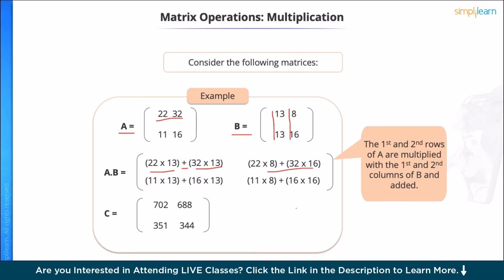Similarly, we compute all the remaining elements, that is the second row multiplied to the first column, and added: 11 multiplied to 13 plus 16 multiplied to 13, and the second row now multiplied to the second column, that is 11 multiplied to 8 plus 16 multiplied to 16. This gives us the resulting matrix as 702, 688, 351, and 344.